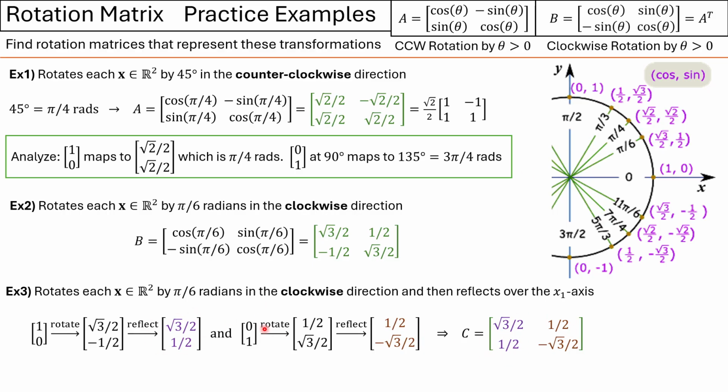Now the second point, (0, 1), if we were to rotate this by pi over 6 radians clockwise, we end up here at (1/2, root 3 over 2), right? And then we reflect it over the x-axis and we end up at (1/2, negative root 3 over 2), right? And that's our second column of the matrix. This gives us our final matrix C.